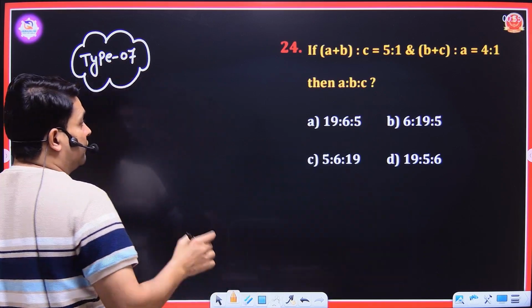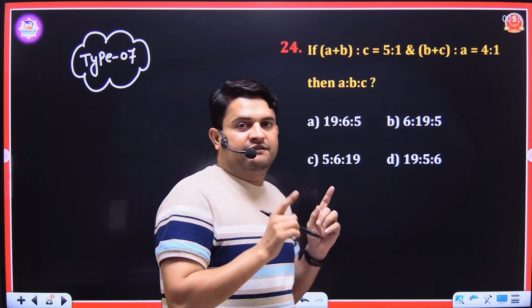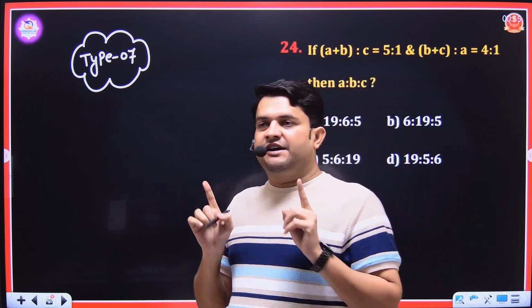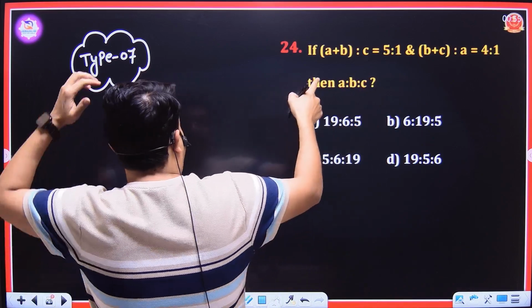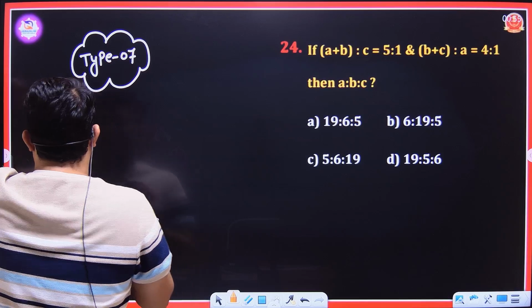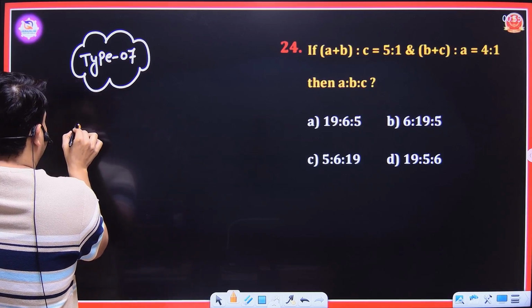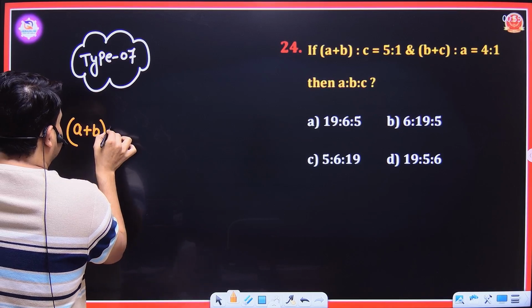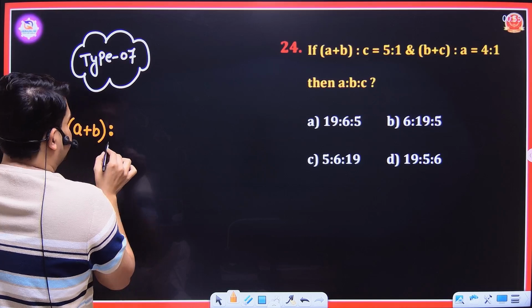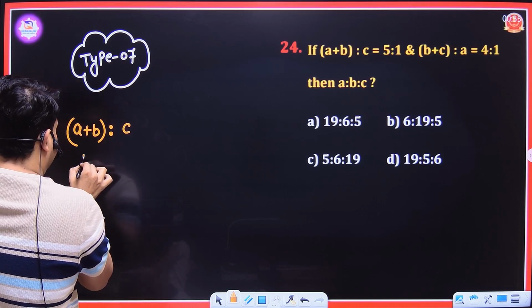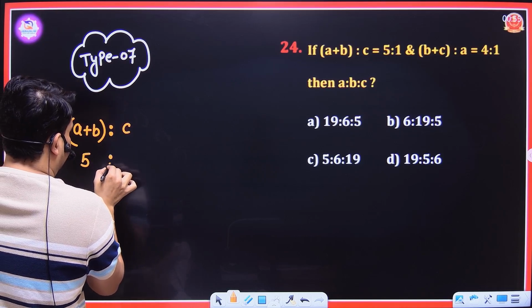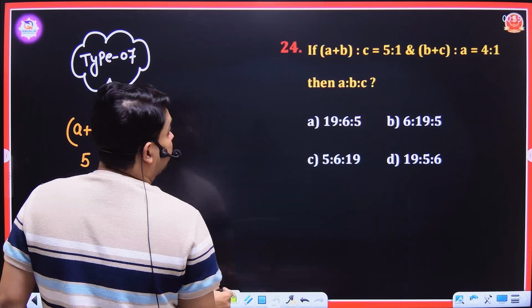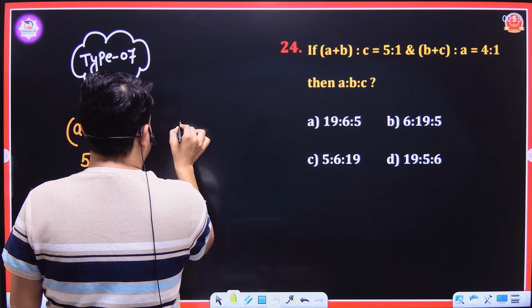This one is also very important for the time and work chapter. This particular ratio is very important. What we have: A plus B ratio C is 5 ratio 1. What we have next? We have B plus C.